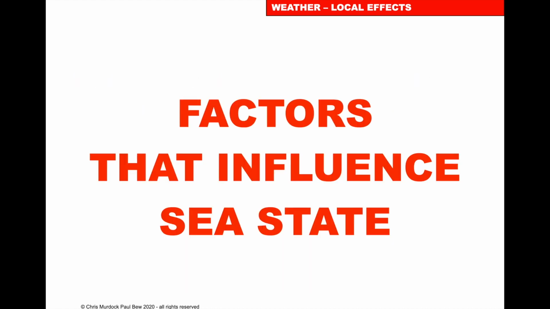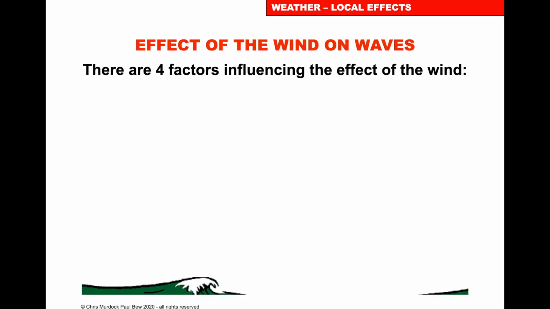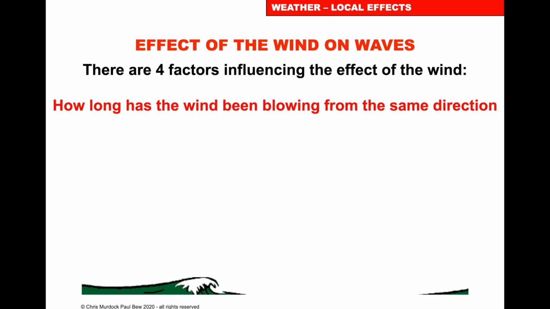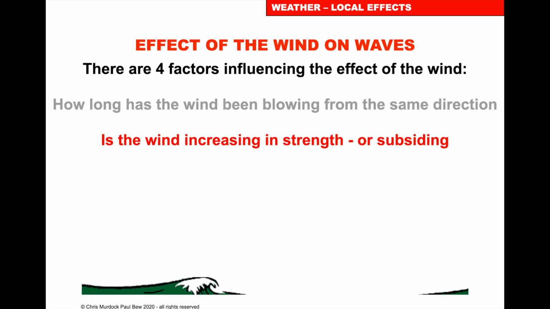So, factors that influence the sea state. The effect of the wind on waves. There are 4 factors influencing the effect of the wind on the waves. The first one is how long the wind has been blowing from the same direction. Is the wind increasing in strength, or subsiding, or decreasing?